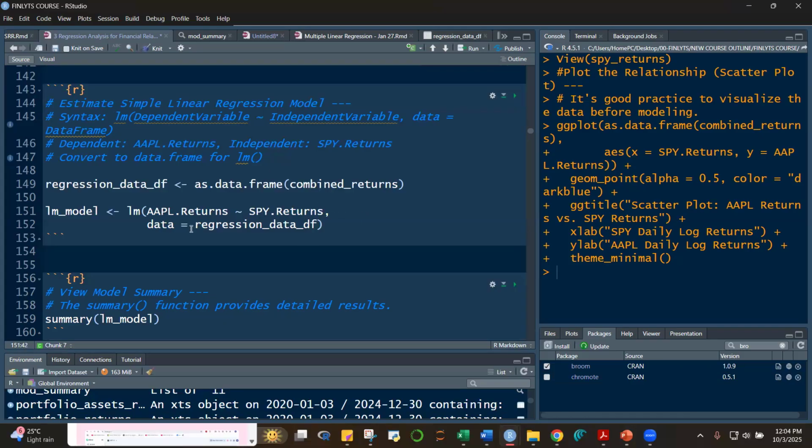And then you define the data. The data is regression df, data df, which is a data frame already. You cannot use the XTS object class. Okay, so let's run this class. Kindly run this class, LM model.